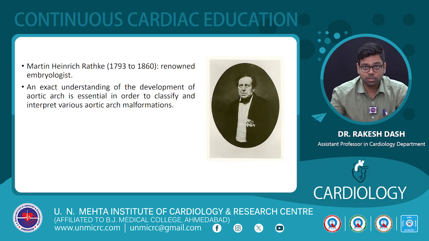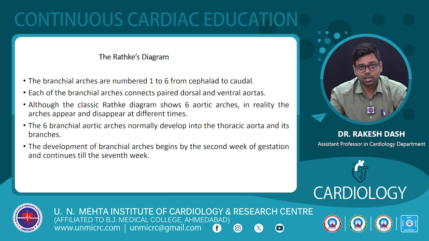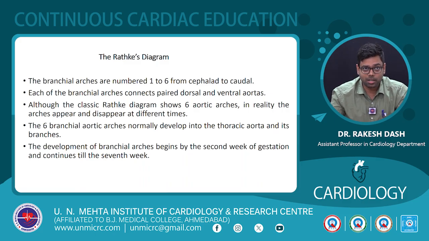So first of all, Martin Rathke, he was a renowned embryologist who first gave the idea of aortic arch embryology and the development, how it develops. He first proposed this diagram, which is called the Rathke's diagram. This is the earliest diagram which is available now. Initially in that diagram, he proposed there are 6 branchial arches from cranial to caudal direction. Each of the branchial arches connects paired dorsal and ventral aorta.